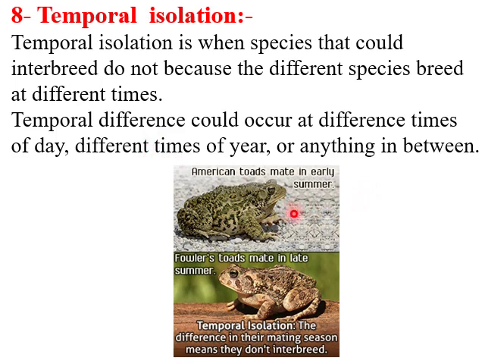There is a very simple example of toads. You can see in this diagram there are two different species of toads. One is called the American toad, and the second is called Fowler's toad. The American toad may reproduce in early summer, but Fowler's toad may mate in late summer. This temporal isolation, the difference in their mating season, means they do not interbreed with each other, and they cannot reproduce into hybrids.